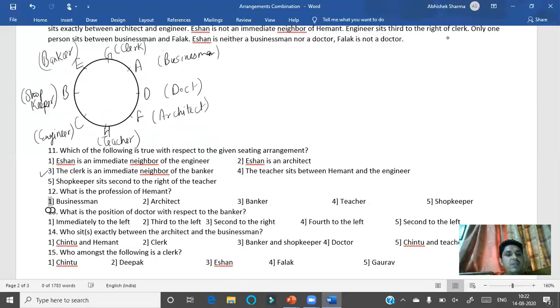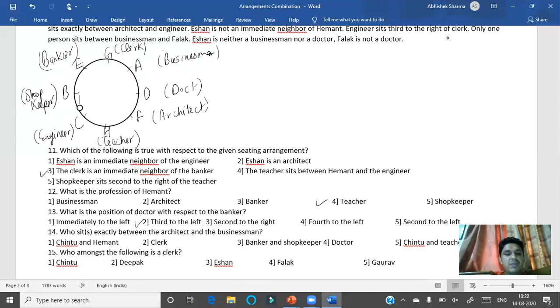Thereafter, question number 12. The question is, what is the position of Hemant? So Hemant, what is the profession of Hemant? So Hemant is teacher. So this should be fourth option. Thereafter, what is the position of doctor with respect to banker? So doctor with respect to banker, this should be third to the left. Answer will be second.